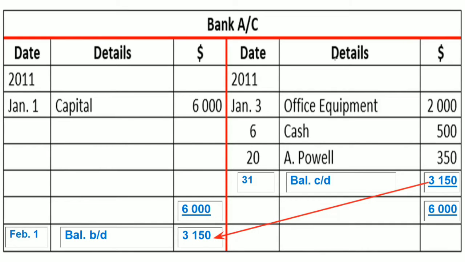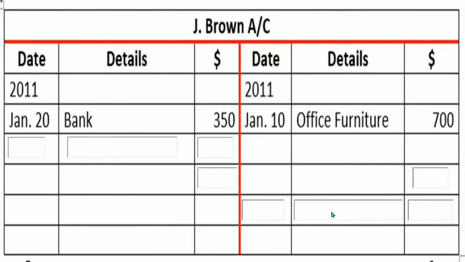Now, we're going to look at another example. And here we have an account for J. Brown. Now, we're going to apply the steps in balancing off the account. There's only one entry on each side, so that is easy for us. 350 total on the left and 700 on the right. The difference between the two sides is 350. The side that is short is the debit side, and that is where we're going to enter our balance carried down. So now we're ready to record in the account.